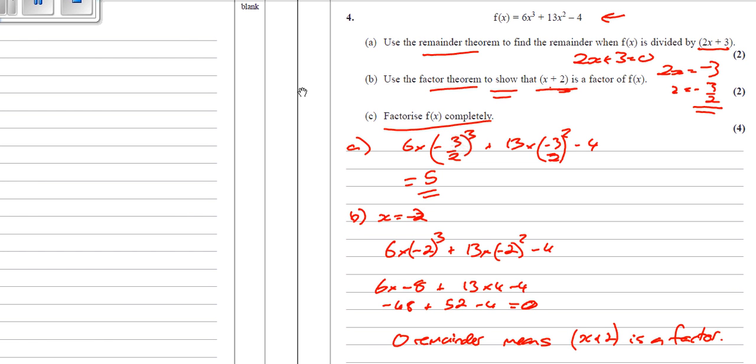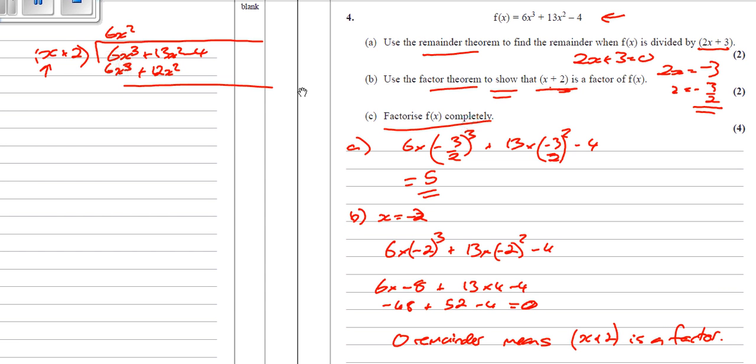So factorize f of x completely. So if we know that x plus 2 is a factor, it means that when we divide x plus 2 into 6x cubed plus 13x squared minus 4, we're going to get no remainder. So the way we do this is, what do we multiply x by to get 6x cubed? That's going to be 6x squared. So 6x squared times x is going to be 6x cubed. 6x squared times 2 is going to be plus 12x squared.